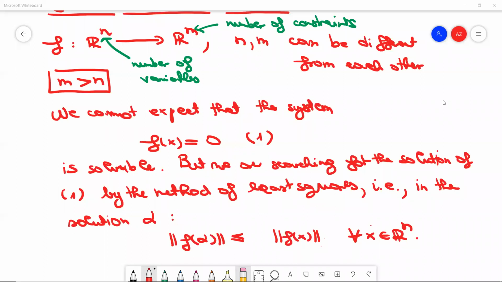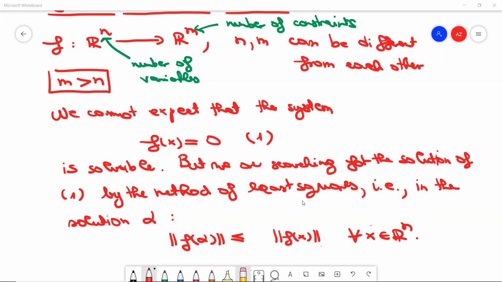So we ended the first hour with this condition. We are solving a rectangular system F of x equals 0. There are n variables in x, and there are m constraints, and we assume that m is bigger than n. Of course, we cannot expect an exact solution of this system. The exact solution usually doesn't even exist, but we are searching for the solution by the method of least squares.